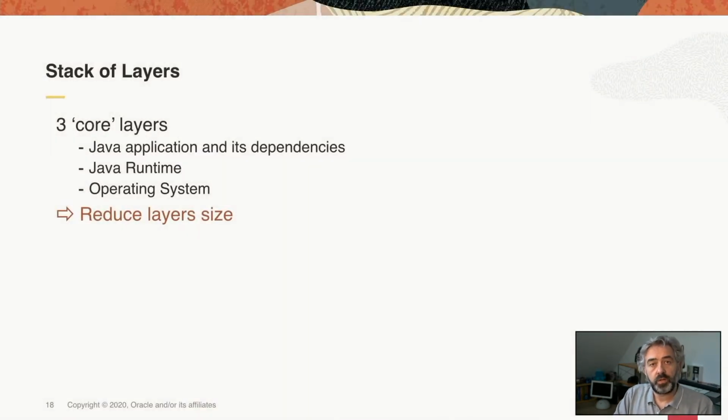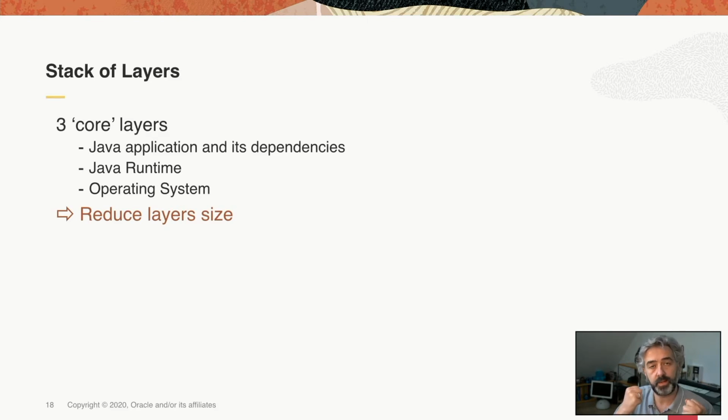So when it comes to starting containers, we have to keep in mind that a container is made of different layers. If we look at the Java application in a container, at a very high level, there are 3 types of layers. There's the Java application layers, there's the Java runtime layers, and then there's the lower layer, which is the operating system layers. And the goal, if we want those containers to start as quickly as possible, is for those layers to be as small as possible.